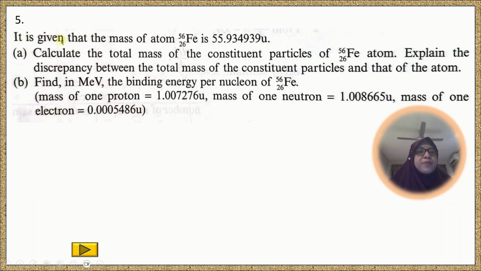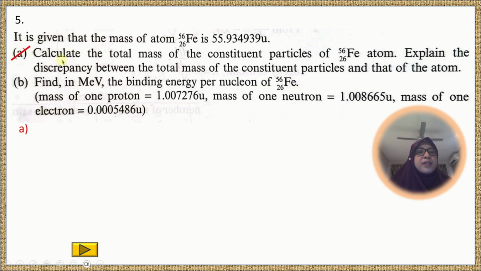Question 5. It is given that the mass of an atom of ferrum is 55.934939 U. A: Calculate the total mass of the constituent particles of the ferrum atom and explain the discrepancy between the total mass of the constituent particles and that of the atom. B: Find in mega electron volt the binding energy per neutron of ferrum.